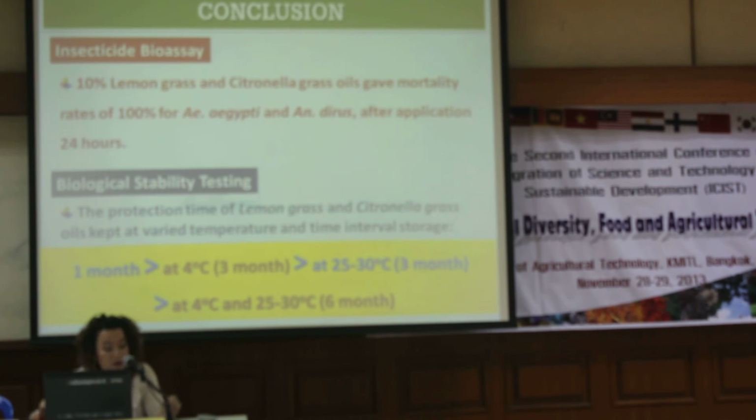Based on the results, we can conclude that 10% lemongrass and citronella grass oils gave a mortality rate of 100% for Aedes aegypti and Anopheles dirus after application for 24 hours.